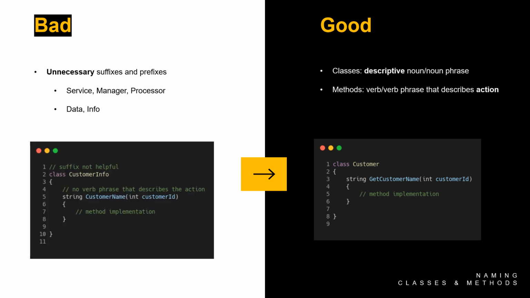First, the class name CustomerInfo is not a good choice because it includes the suffix info, which does not provide any useful information about the purpose or function of the class. Second, the method CustomerName is also not a good choice because it does not follow the guidelines for naming methods. It is a good practice to choose method names that are verbs or verb phrases that clearly describe the action that the method performs. In this case, the method name does not include a verb or verb phrase, which makes it difficult to understand the purpose and function of the method.